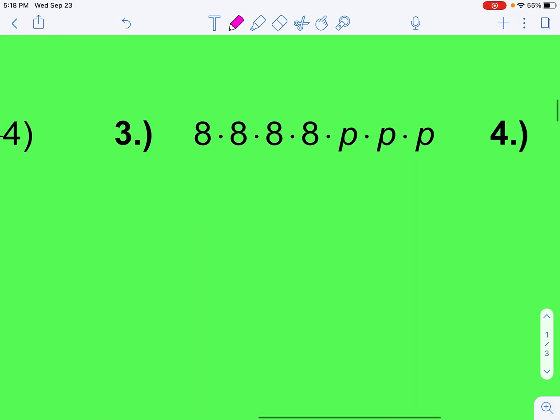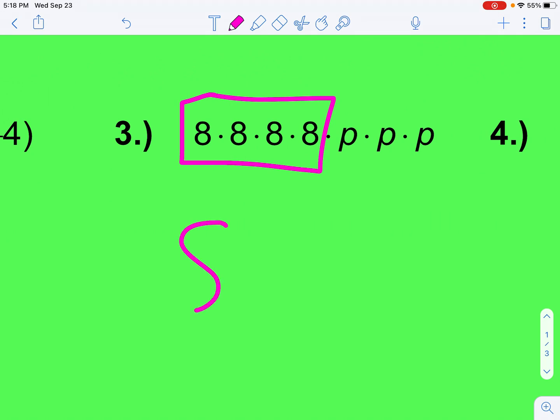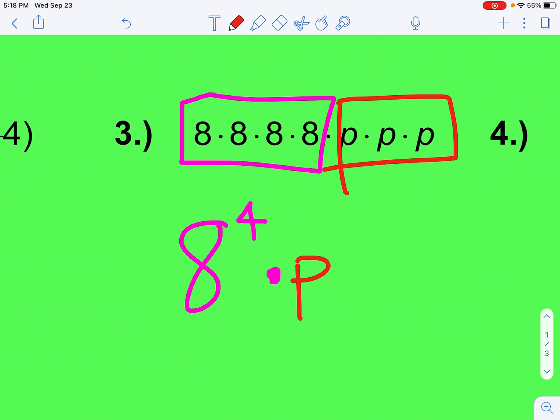Okay, number 3. Ooh, I see some 8s and some P's. So we're going to start with our 8s. 8 is my base. How many 8s am I multiplying? I'm multiplying 4. Times, now let's look at our P's. How many P's am I multiplying? I'm multiplying 3. So 8 to the 4th times P to the 3rd.